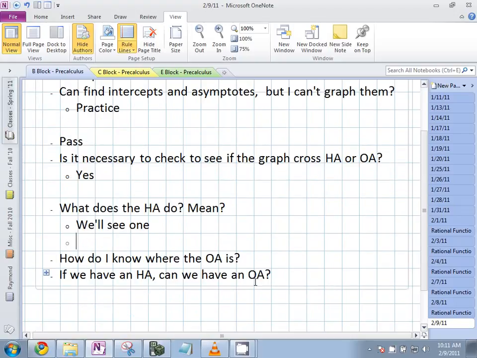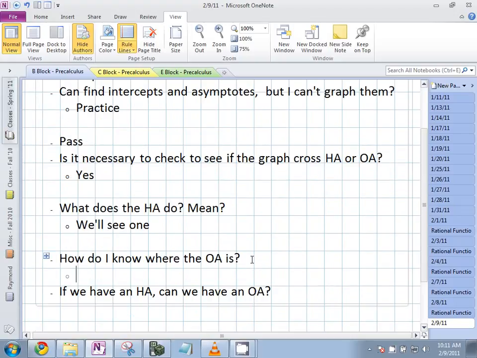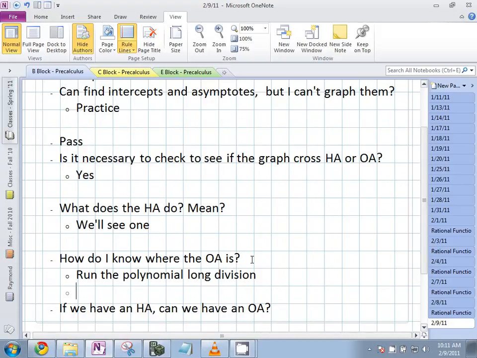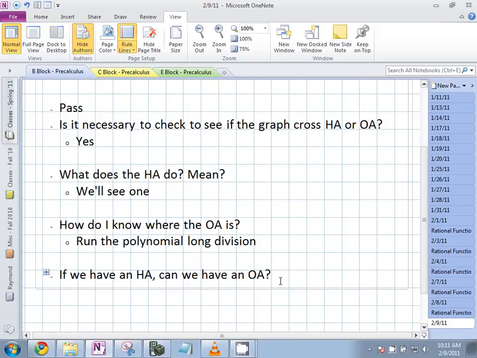How do I know where the oblique asymptote is? Run the polynomial long division. That's what we spent all day yesterday doing, finding oblique asymptotes. If we have an HA, can we have an OA? What do you think? No. You can only have one or the other or neither. So let's do an example.